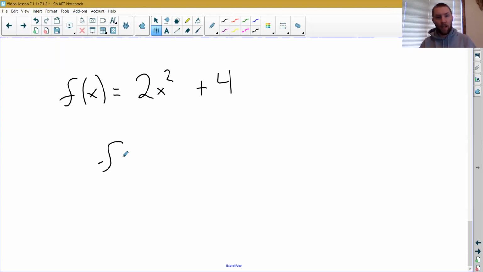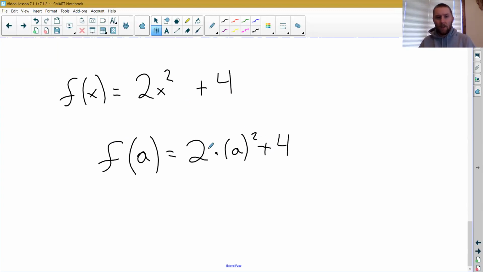So for example, I can find f of... well, here's what we should probably do actually. To prove it, we should do it with a variable. Okay, so I'm going to plug in f of a, right? And that's going to be 2 times whatever a is squared plus 4, right? So a squared is just a squared. So this says 2 times a squared plus 4, right? So when I plug a in, it just really replaces the x with an a.